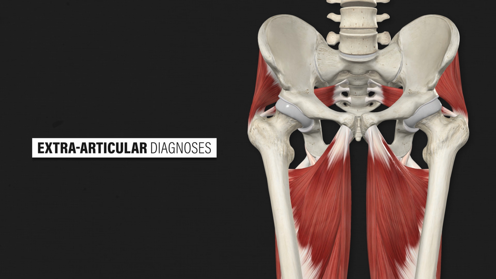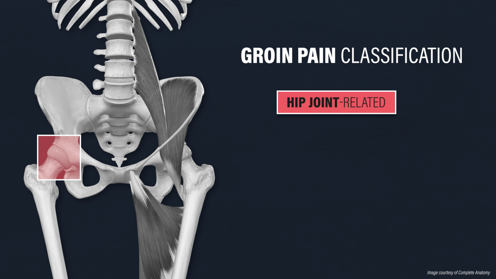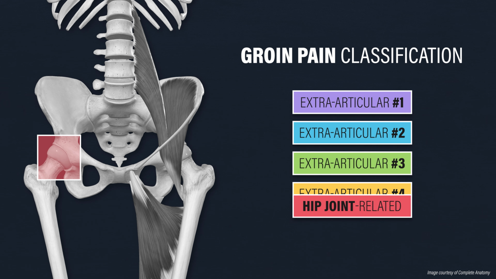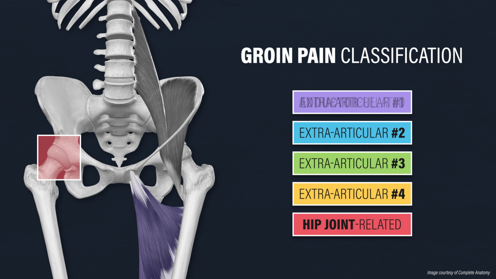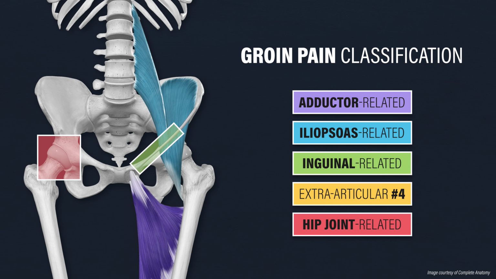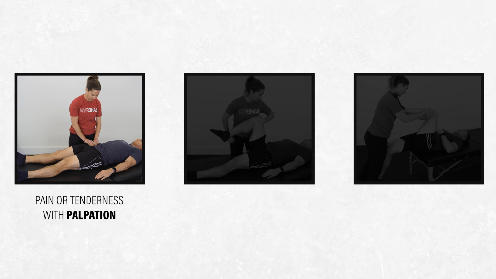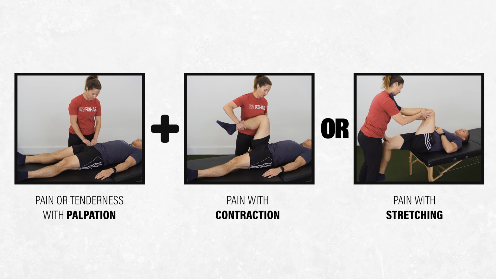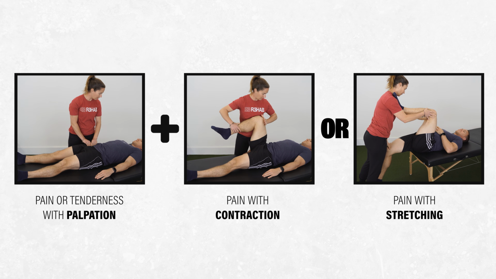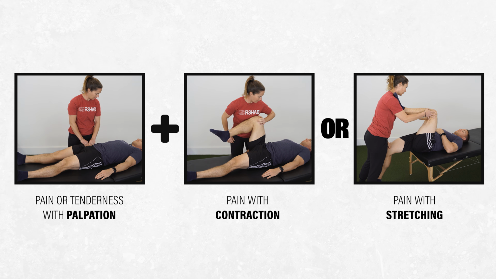Let's shift the focus toward the extra-articular issues of the hip. Aside from the hip joint-related groin pain that I've already discussed, there are several extra-articular sources of groin pain: adductor-related, iliopsoas-related, inguinal-related, and pubic-related. Generally, pain or tenderness localized to one of these structures, in addition to a reproduction of pain through contracting or stretching that specific structure, can help determine the source of symptoms.